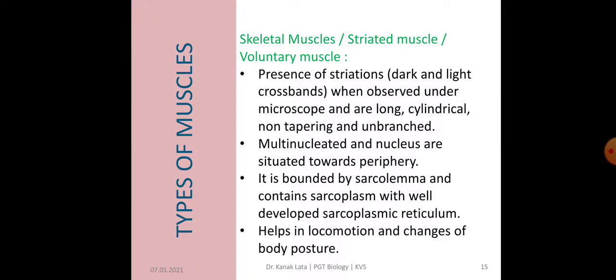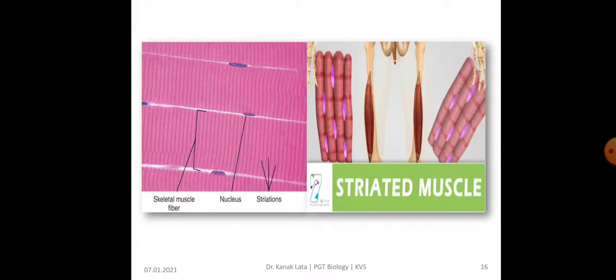Skeletal muscles are long, cylindrical, non-tapering and unbranched. They are multinucleated and nuclei are present towards the periphery. It is bounded by sarcolemma, that is plasma membrane, and contains in its sarcoplasm, that is cytoplasm, well-developed endoplasmic reticulum called sarcoplasmic reticulum. Skeletal muscle helps in locomotion as well as changes in the posture of the body. Here in this figure, you may observe skeletal muscle or striated muscle. You can visualize the light and dark striations here.